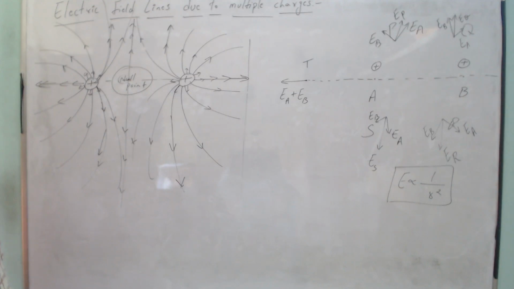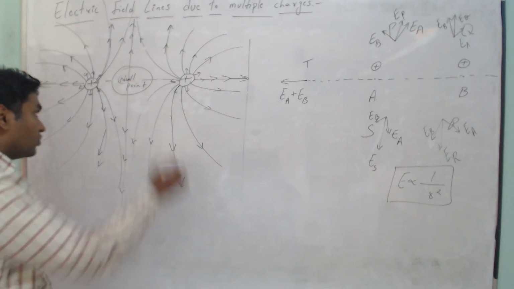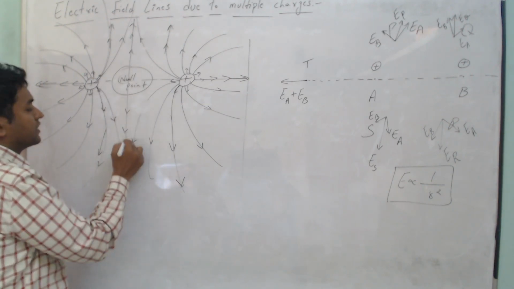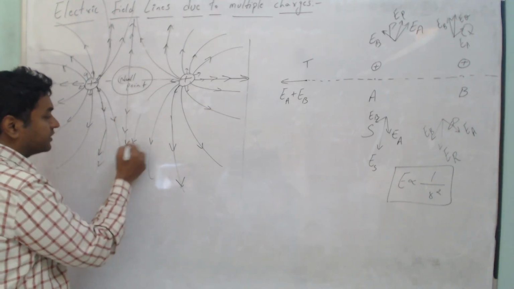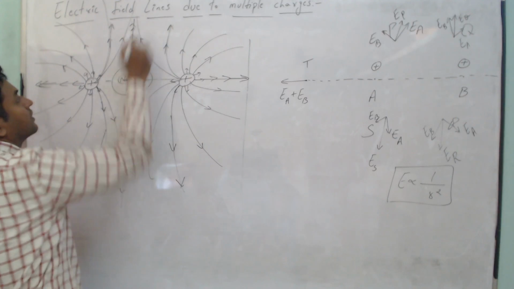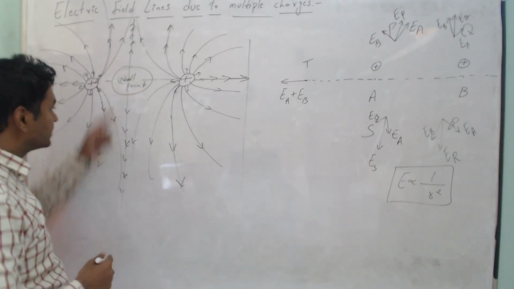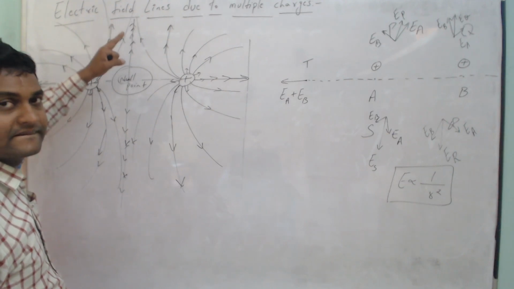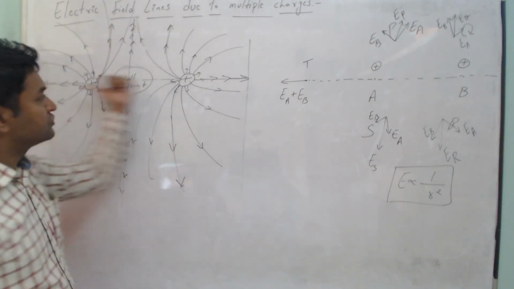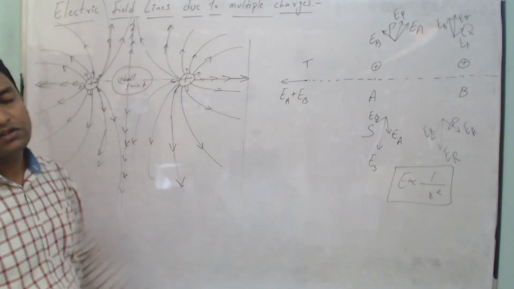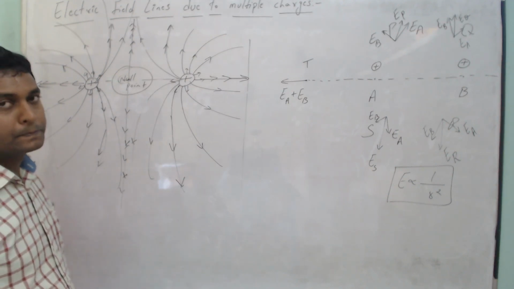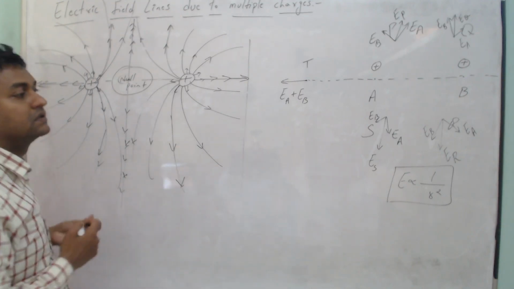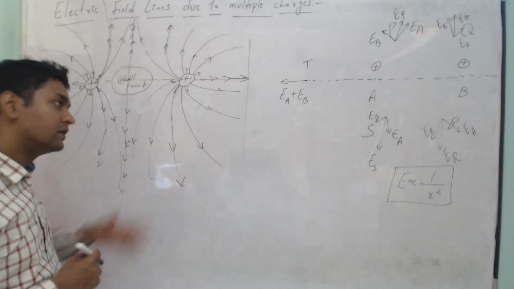Is this clear? Only in the null region we will not show any vector, but along this line also we have field. And along this line the field is along a straight line. Along the line joining the charges also it is along a straight line. All others are curvatures. Is this clear?